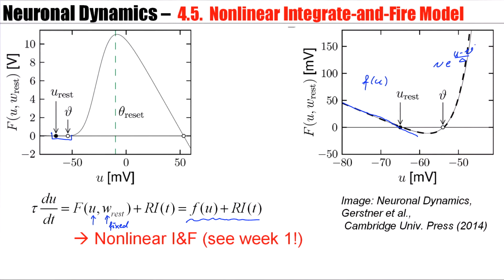Now we can interpret this vertical axis, which is f of u plus r times I. For the moment set I equals 0, then this vertical axis is the derivative of the voltage. And then I can use the arguments of week 1 and say, well, if the present voltage is here, then the change is positive and we flow towards the resting potential. If the voltage is here, the change is negative, we are below 0, ddtu is negative, flow in this direction. If we are here, it will increase further.